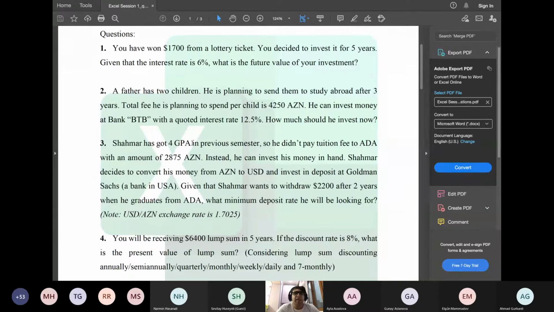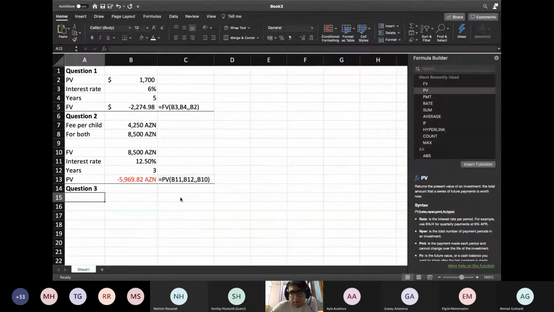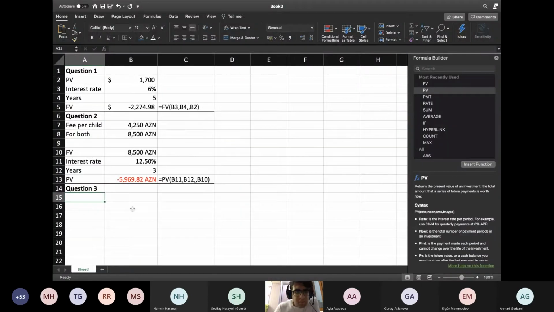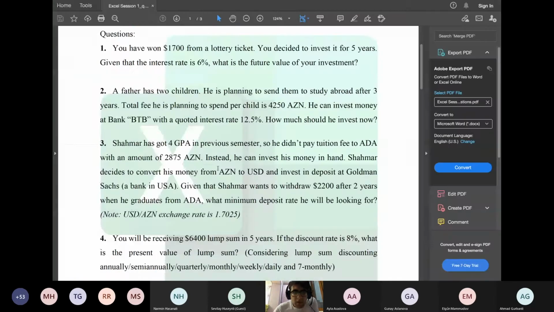2,875 AZN. Guys, by the way, is your tuition fee less than ours? Yes. Because you are paying as a whole 3,250, 354 student fee and the rest for tuition fee. I hope it should be like that. Anyways, instead he can invest his money in hand.